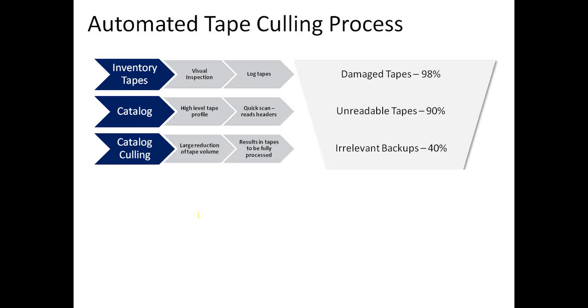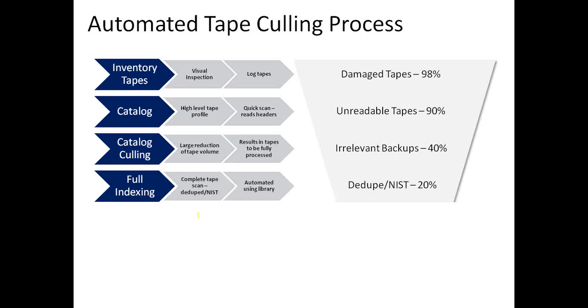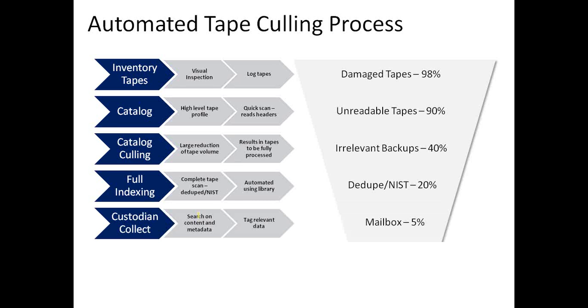In this case, I've eliminated up to 60% at this point, and it reduces large volumes of the tapes based on those policies, say, age range and incrementals versus full. Then when you do a full scan of the tape, and dedupe and deNIST it, you can get down to only 20% of the remaining tapes.